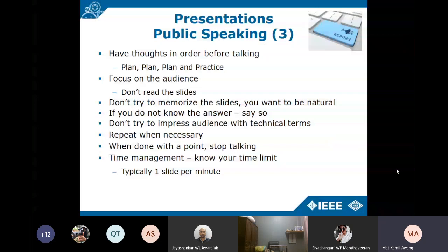just a guide for you, not for you to read word by word. Don't try to memorize the slides. If you try to memorize the slides, it becomes robotic. So you need to be natural when you present.